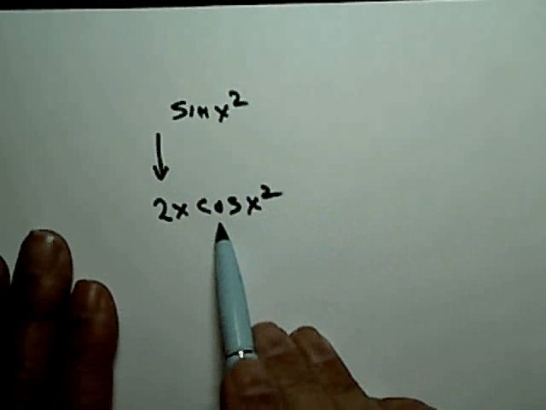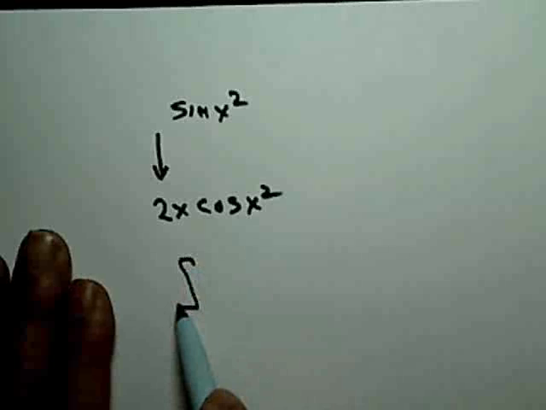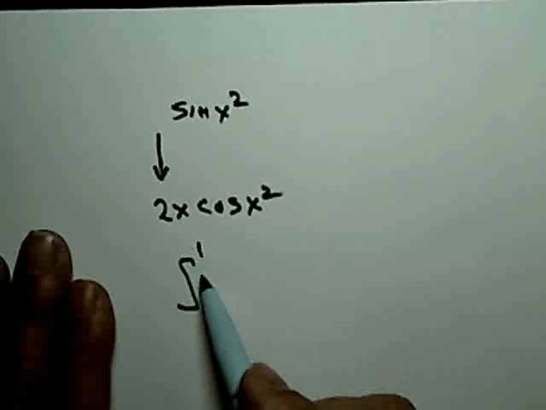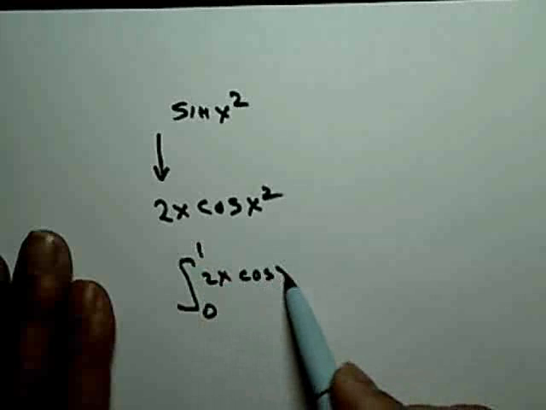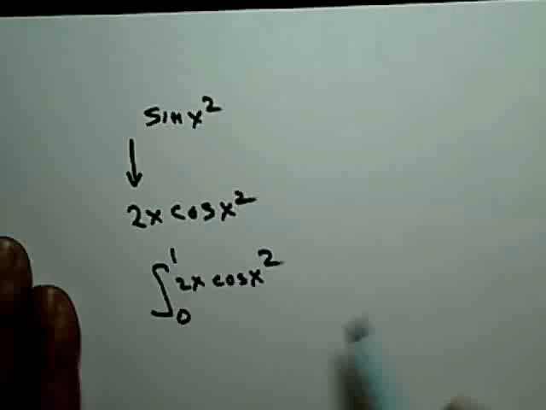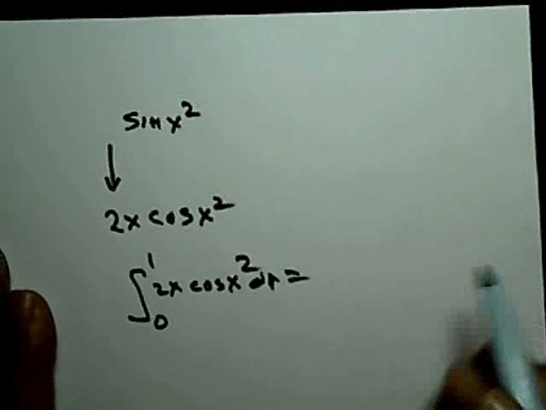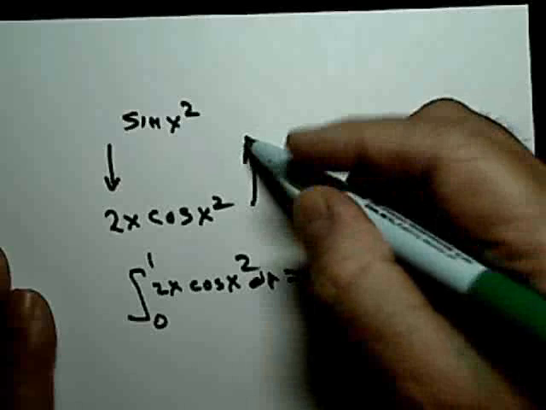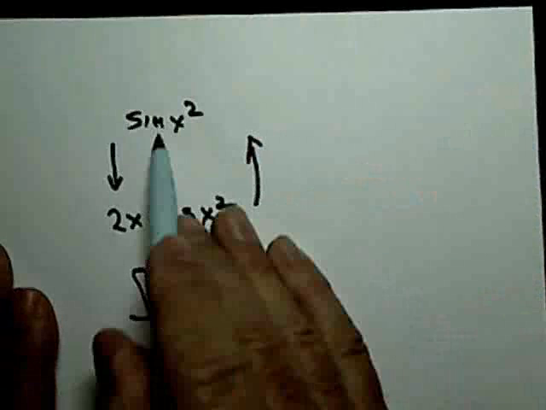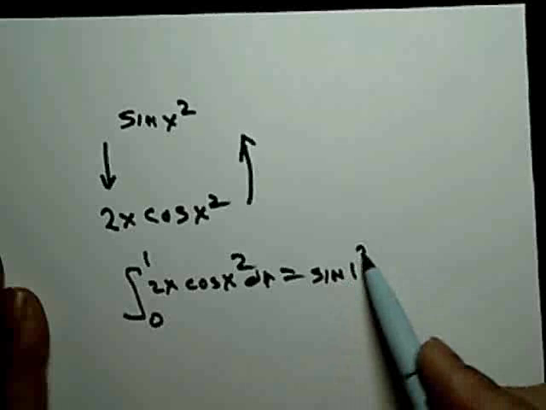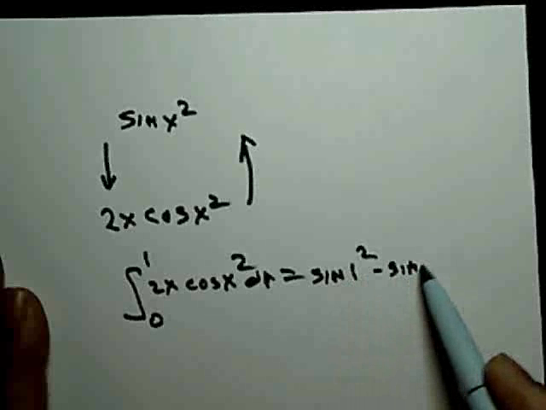But now suppose that somebody asks me, what is the area under this curve from, say, 0 to 1? What is the area under this curve? I'm not even going to graph it. You could graph it if you want to take the time to do it. And what is the area? Well, we've got an antiderivative, don't we? The antiderivative of this is sine of x squared. So all I've got to do is put in sine of 1 squared minus sine of 0 squared.